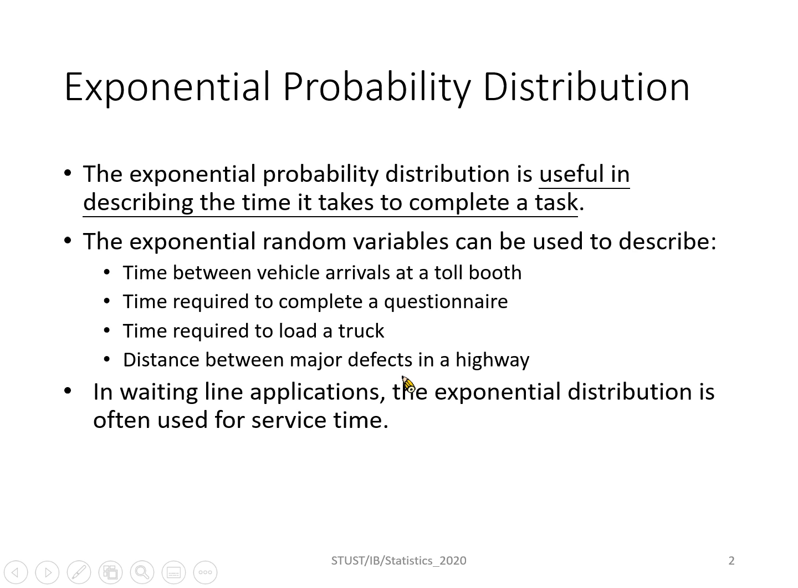Usually in waiting line applications, the exponential distribution is often used for us to know the service time, that is, the interval between two services. Their time could follow what probability distribution? In such a condition, we will use the exponential probability distribution to describe it.